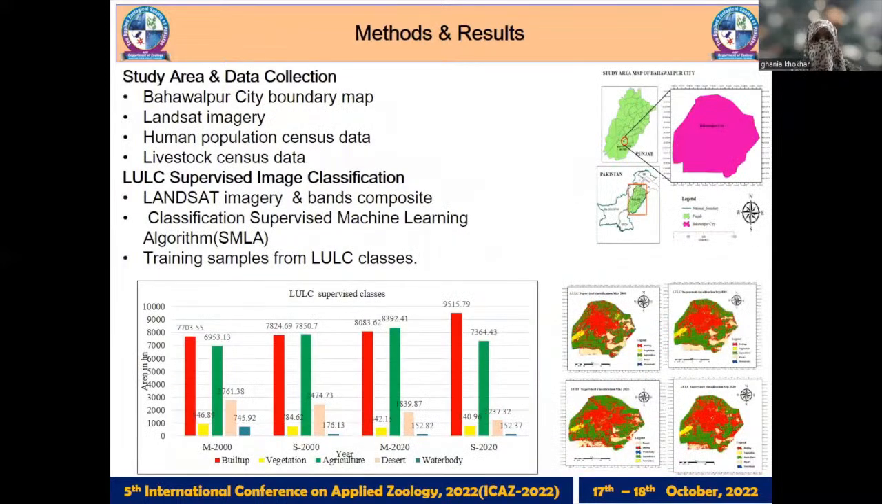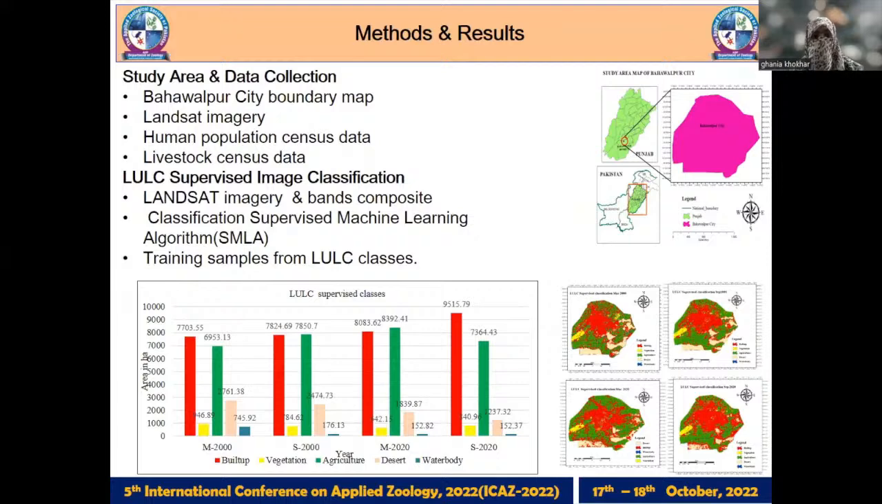The study area is Bahawalpur city, and the boundary map of Bahawalpur city is shown in purple on this map. Human population census data and livestock census data have been used in this study to compare with land use land cover changes.